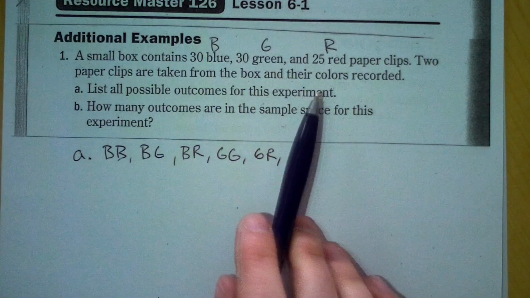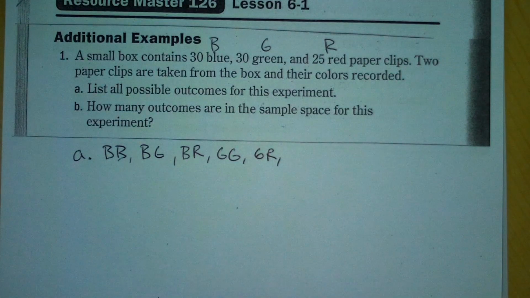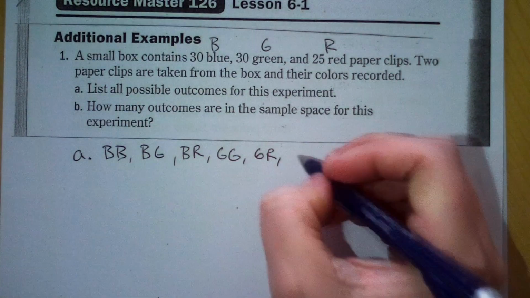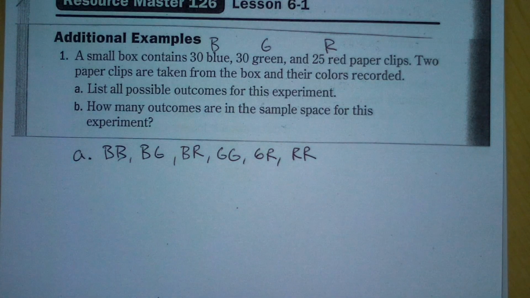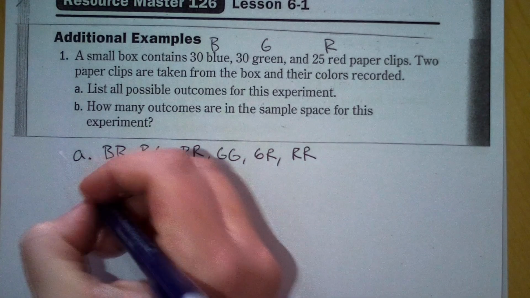What gets tricky here, though, is when we pull one paperclip out, are we putting that paperclip back in before we're pulling the second one or not? Or are we just pulling 2 out? Are we putting one back in and then re-pulling, or are we just pulling both at the same time? We're pulling both at the same time, okay? So how this works when we figure out probability is a little tricky here.